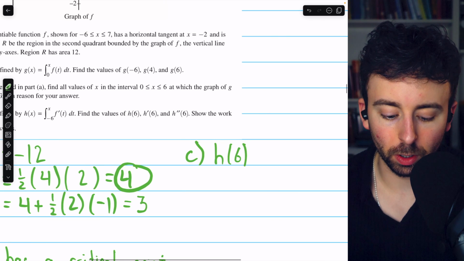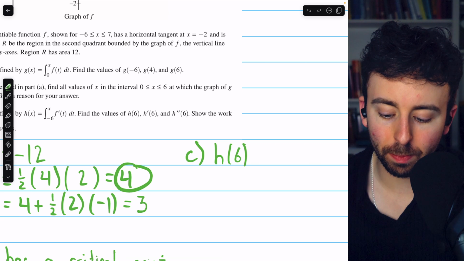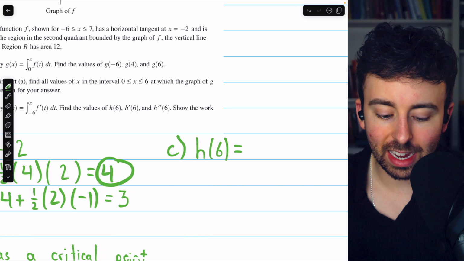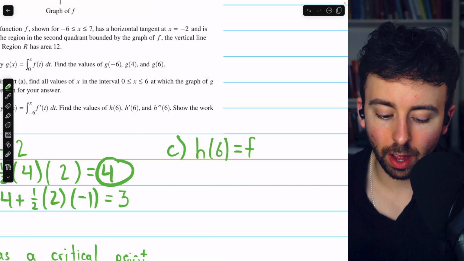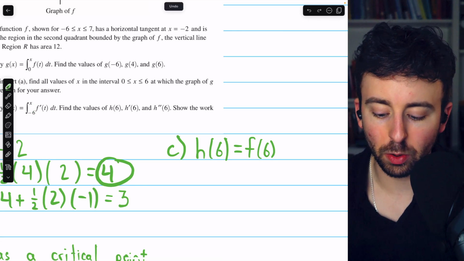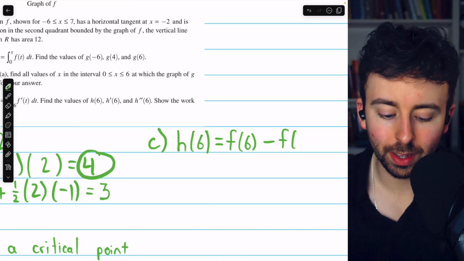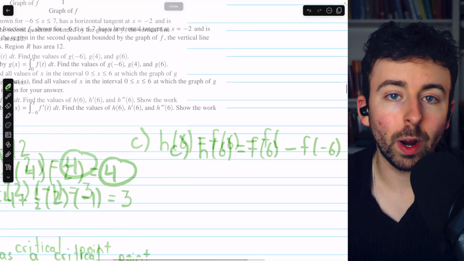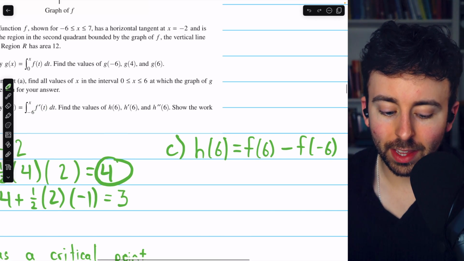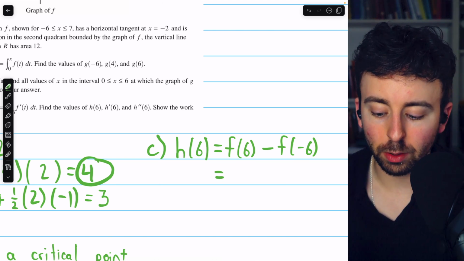So I'll jot down part C up here, beginning with the calculation of h of 6. H is an integral of f prime from negative 6 to x. So if x, the input, is 6, by the fundamental theorem of calculus, we can evaluate this integral as f of 6, so that's the antiderivative of the integrand, evaluated at this input, f of 6 minus f of the lower bound, negative 6, right? This is how we evaluate definite integrals. We take the antiderivative of the integrand and then evaluate it at the upper bound and the lower bound and subtract them.